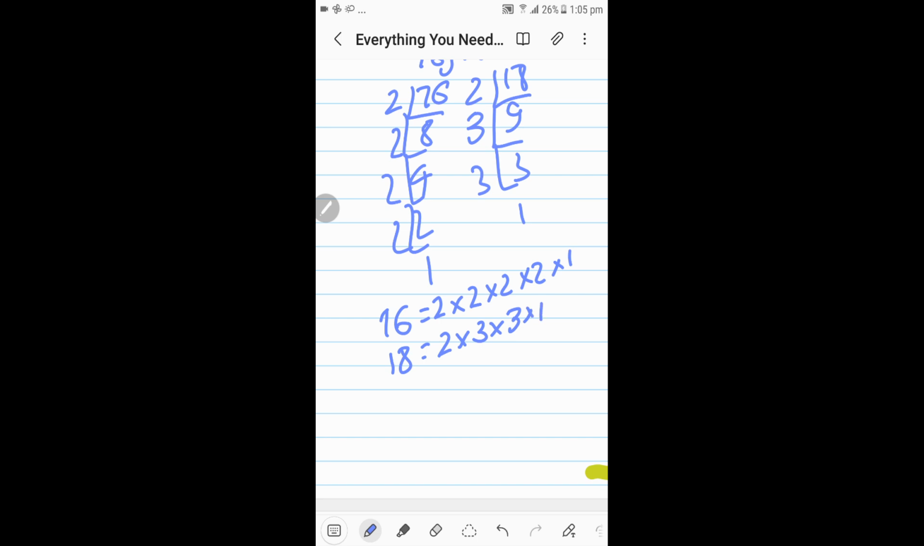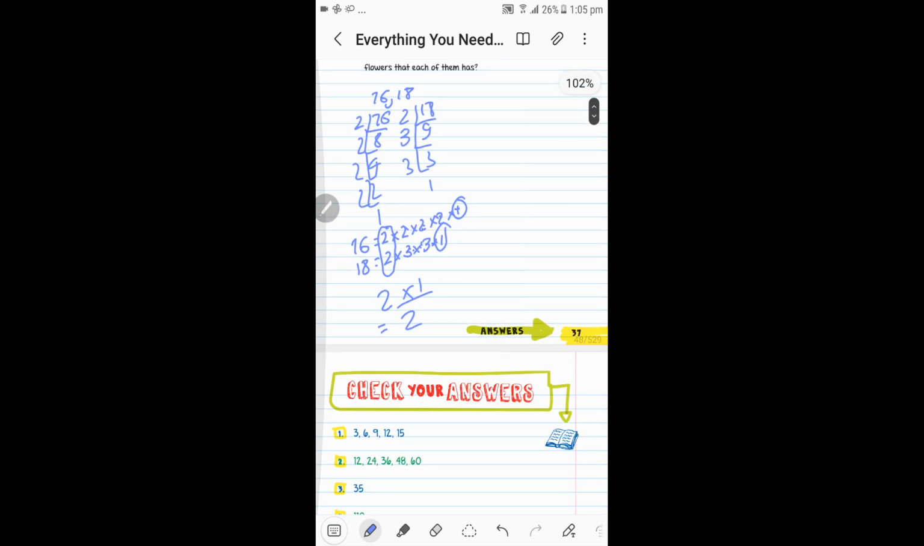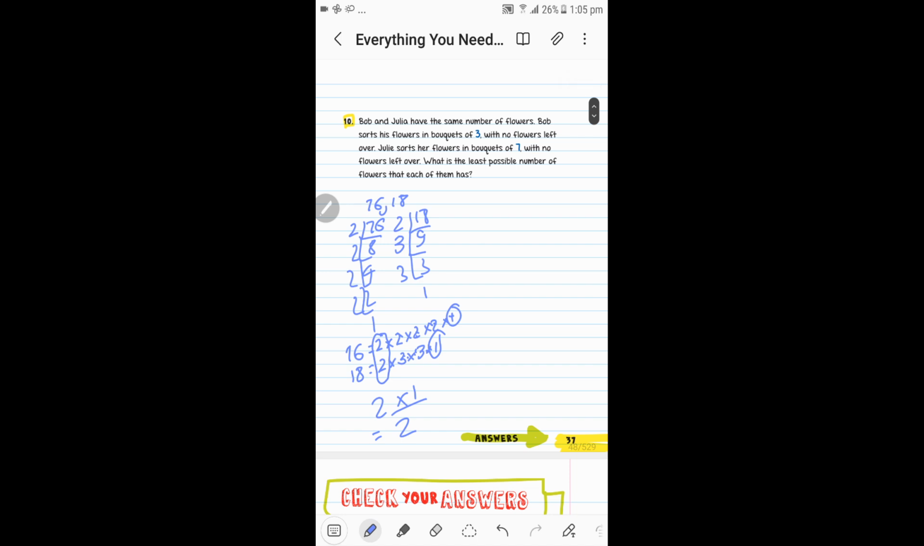Now we'll see which things are common. 2 and 2 are common, 2 and 3 are not common, 1 and 3 are not common, and 1 and 1 are common. So we have 2 and 1 as our answer. Now we multiply the common ones. 2 multiplied by 1 is 2. So the answer for 16 and 18 is 2. The highest common factor is 2.